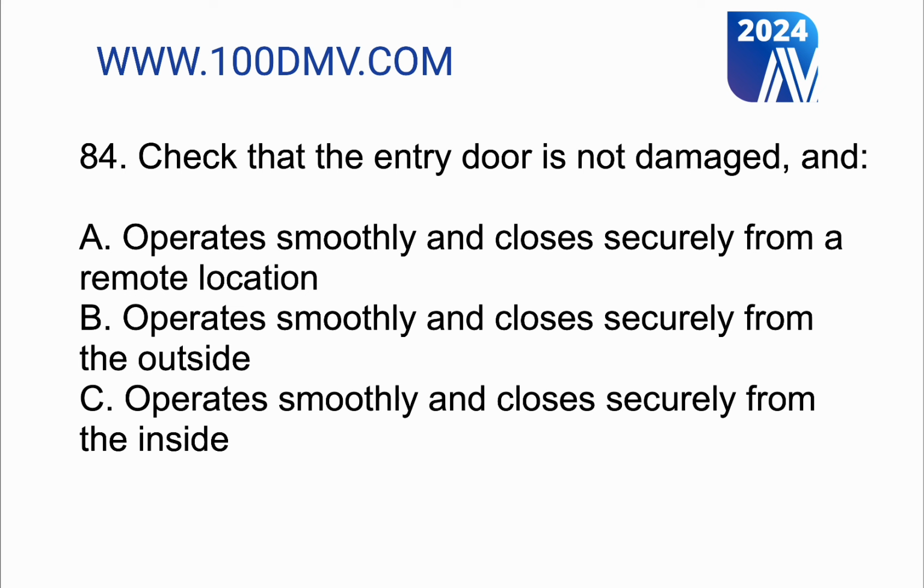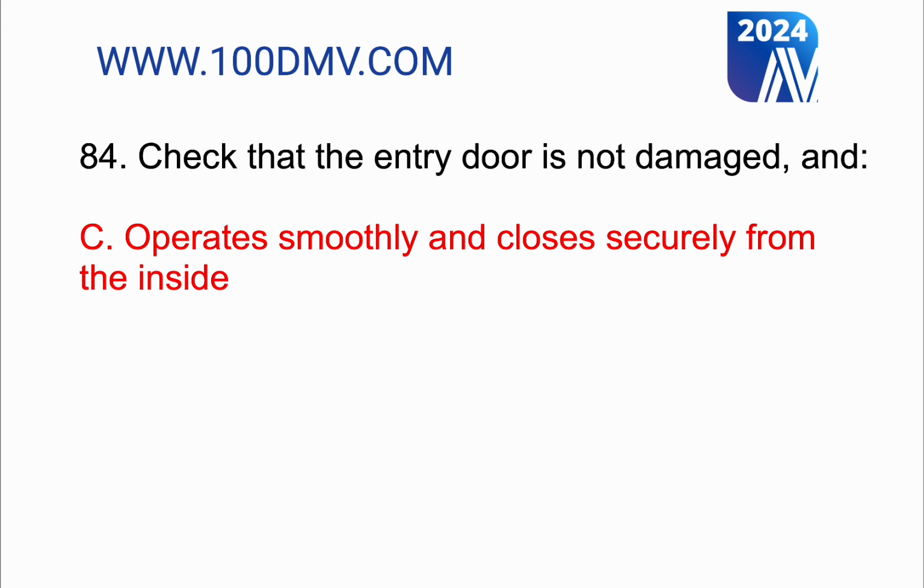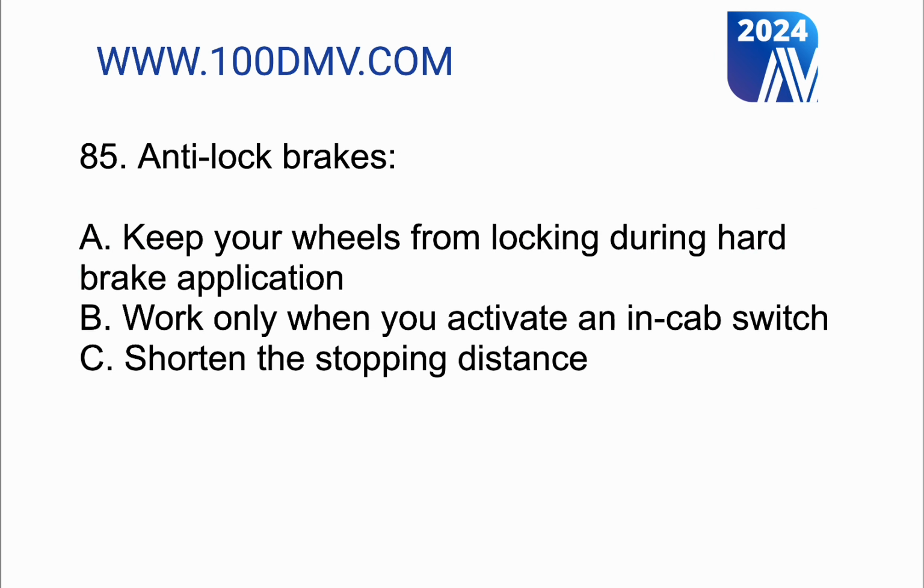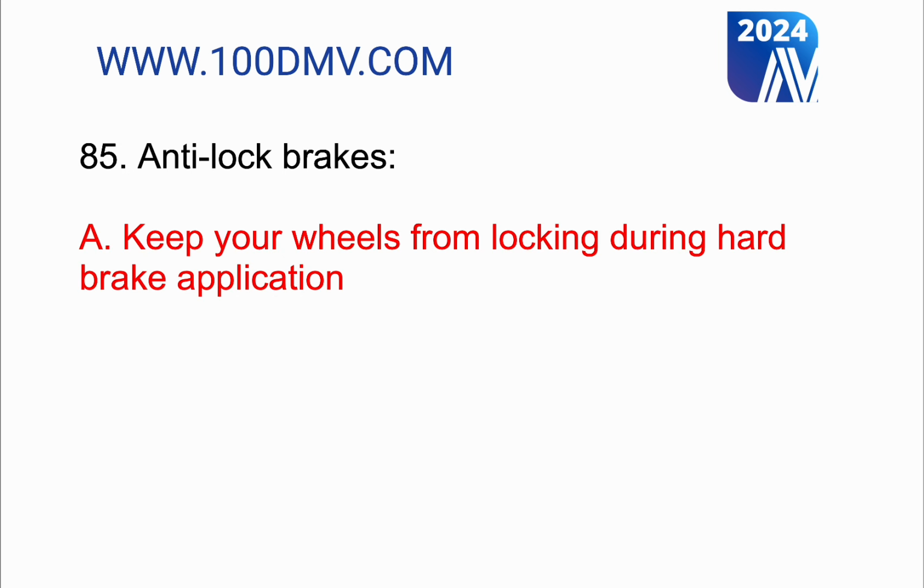84. Check that the entry door is not damaged and: A, operates smoothly and closes securely from a remote location. B, operates smoothly and closes securely from the outside. C, operates smoothly and closes securely from the inside. Correct answer: C, operates smoothly and closes securely from the inside. 85. Anti-lock brakes: A, keep your wheels from locking during hard brake application. B, work only when you activate an in-cab switch. C, shorten the stopping distance. The correct answer is A, keep your wheels from locking during hard brake application.